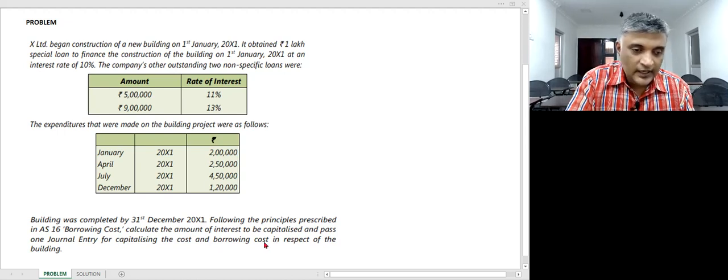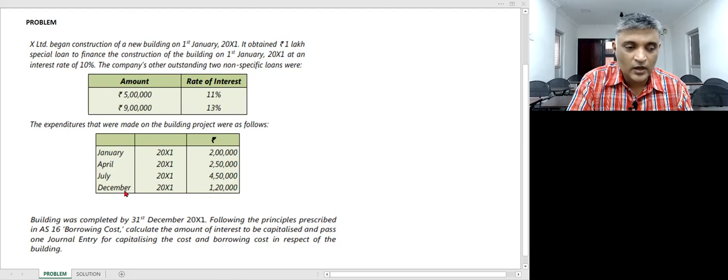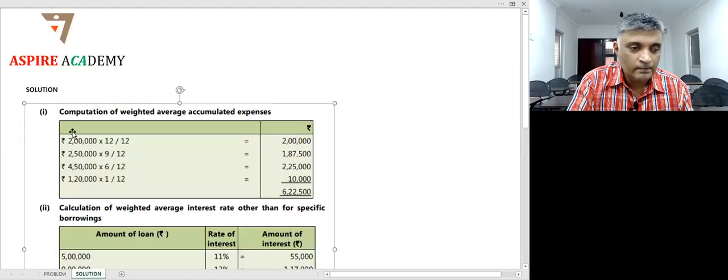To find out that, we need to actually find out the weighted average amount of expenses. You see that various amounts were spent at various points of time. So this will be a combination of both the generic loans as well as the specific borrowings. So first working note is to find out the weighted average amount of the expenses which we actually spent. So January we have spent 2 lakhs. So that money is in use for 12 months. April you have spent 2,50,000. So 9 months. 4,50,000 you spent in July, so that's around 6 months, and 1,20,000 you spent in December. That's actually 1 month.